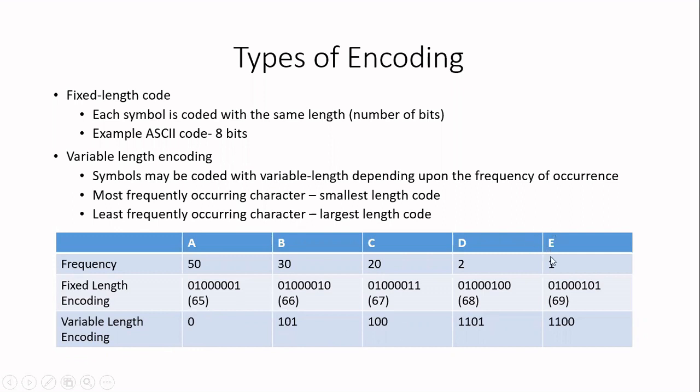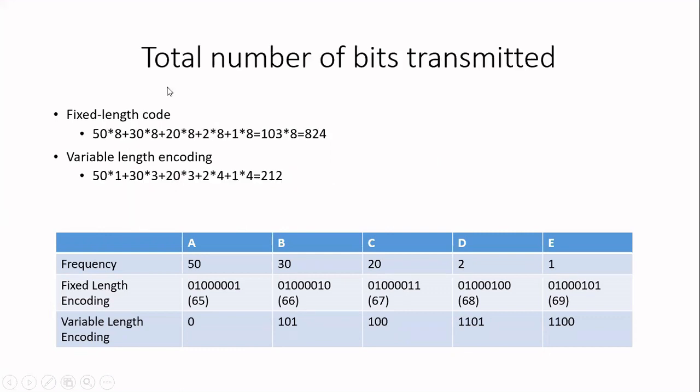If you consider E, it has the least frequency. So for that, I am giving 4 bits. When compared to A, I am increasing the number of bits here. Okay, so this is called fixed length encoding and variable length encoding. Now let us see what advantage we will get when we go for variable length encoding. For that, we have to consider how many bits we are transmitting in total in the data.